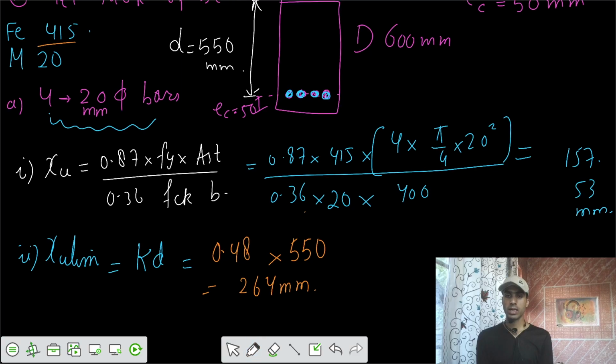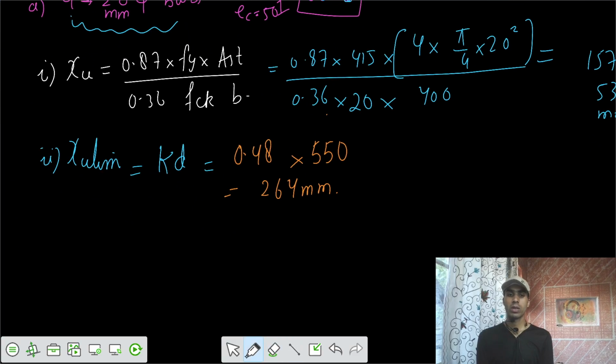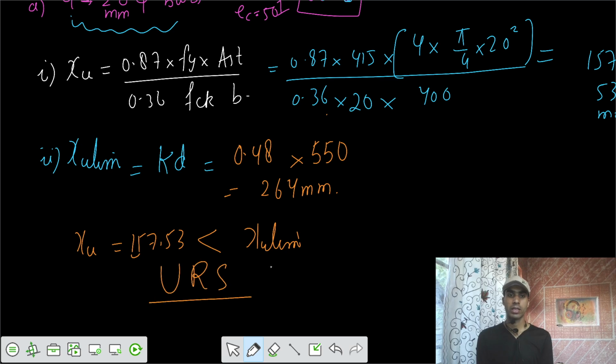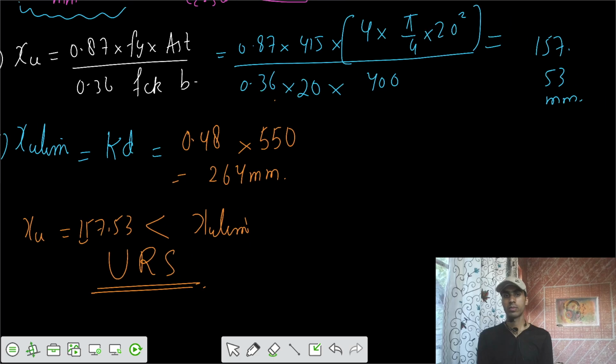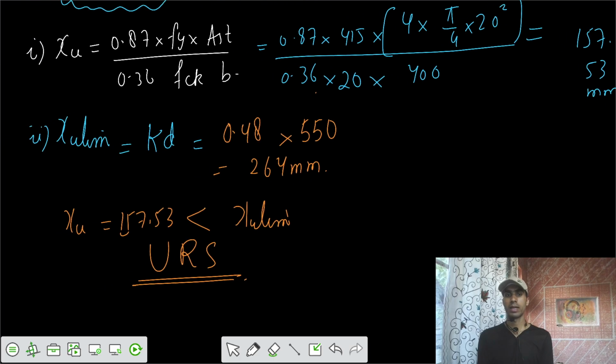Now, the third step is comparing these two values. What can you tell me about these two, Xu and Xu limiting? I would say Xu is equal to 157.53, and that is lesser than Xu limiting. That means we can say this is an under-reinforced section. Can we say that? I think we can say that.